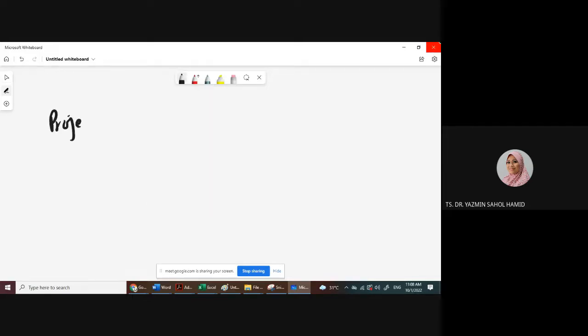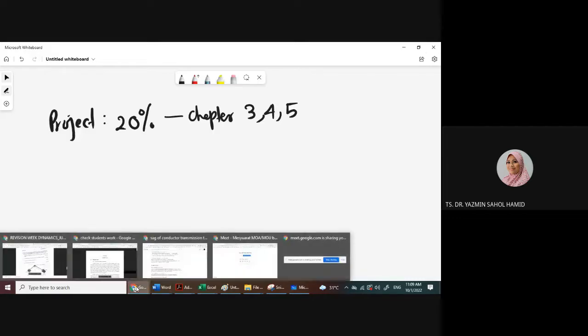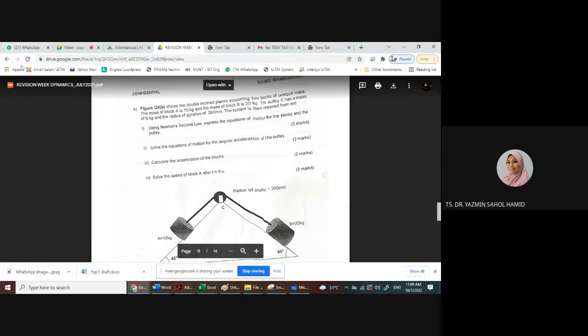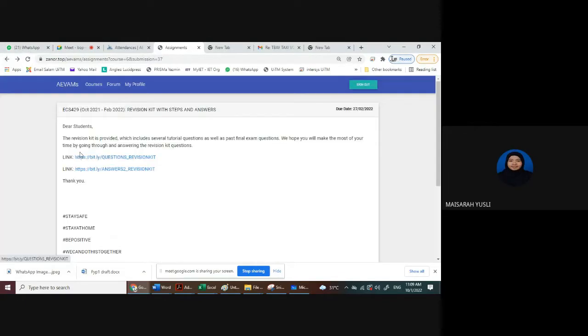Do you remember? Your project is 20%, and the requirement is that it must include which chapters? Chapters 3, 4, 5. So you need to find an example that can relate all these topics together. Do you remember what chapters 3, 4, 5 are? Let's go back. You remember, guys? Plane motion of rigid body.